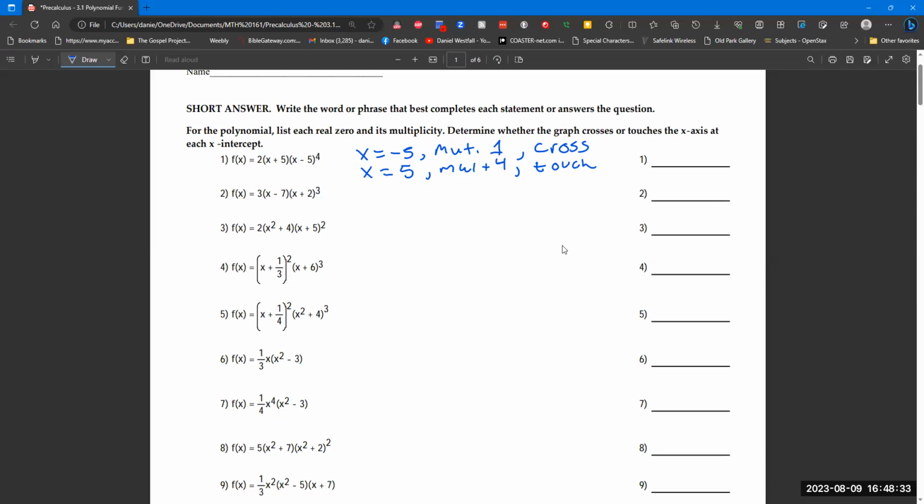And the next one here, x equals 7, has a multiplicity of 1, which is odd, and it's going to cross. And then x equals -2 has a multiplicity of 3, which is odd, so it's also going to cross there.